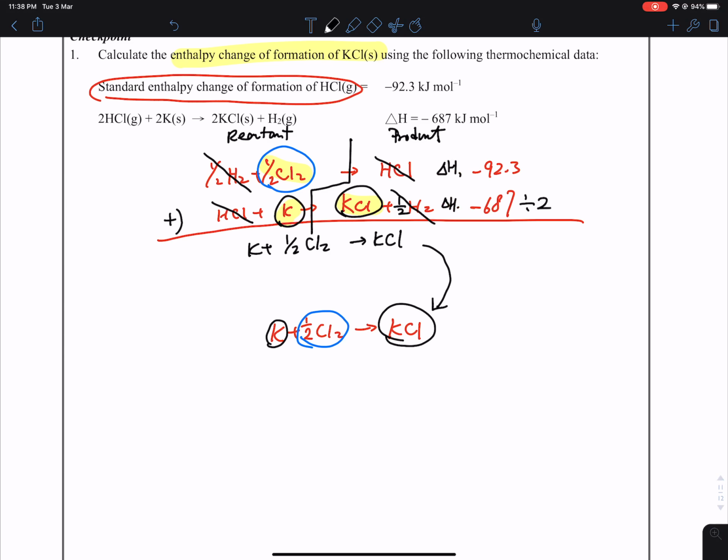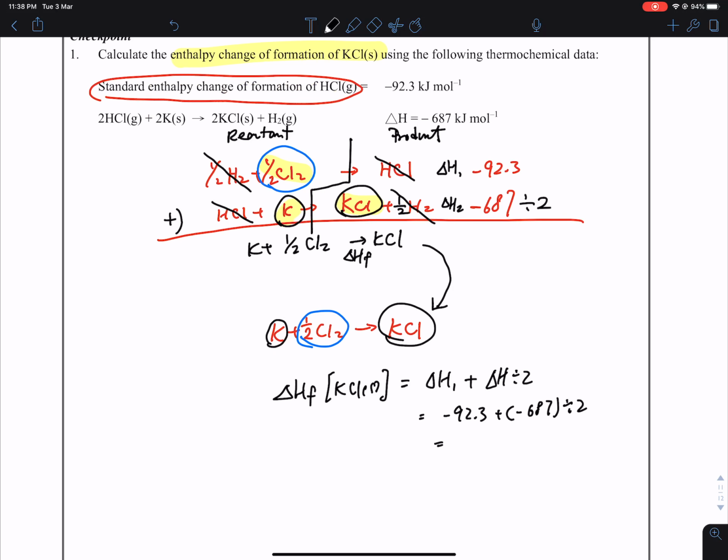Delta H1, delta H2, so this is delta HF, okay? So delta HF, formation of KCl, will be equal to delta H1 plus, now we didn't reverse the equation, so you don't need to change it to minus, delta H2, but don't forget to divide it by 2. Okay, so -92.3 plus -6H7 divided by 2.